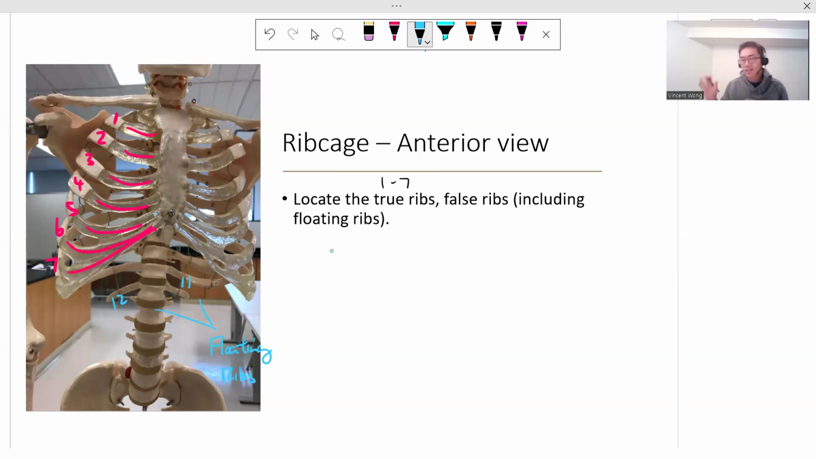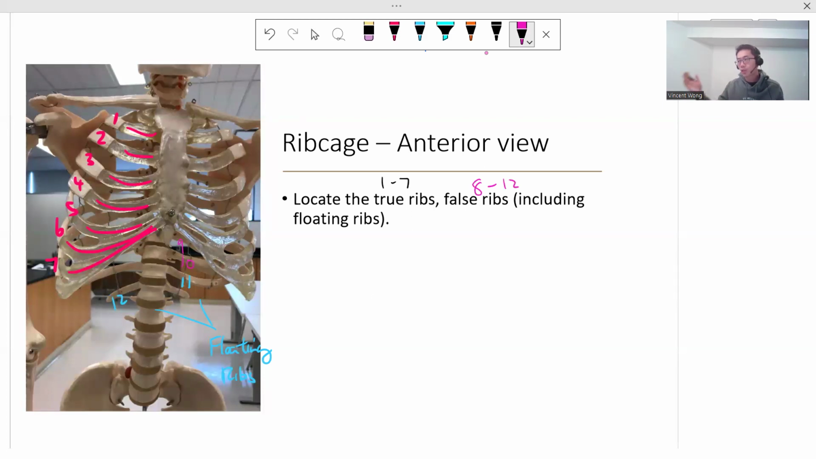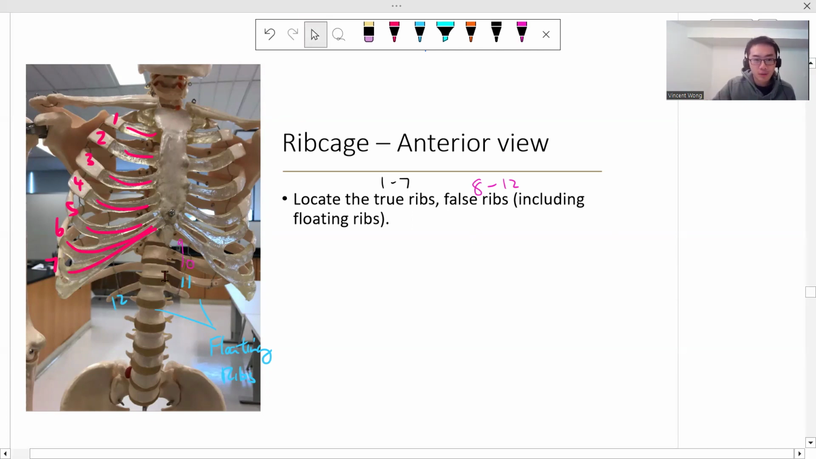Floating ribs are the ones that don't have any cartilage at all. And then if I keep on counting backwards, we will have number 10, 9. I don't think you can see 8 here. It's somewhere in there, okay? But 8 to 12, those are the false ribs. They don't directly connect to the sternum. So 8, 9, 10 have costal cartilage, but that cartilage connects to the cartilage of number 7. They don't connect directly to the sternum, whereas floating ribs don't even have cartilage at all.